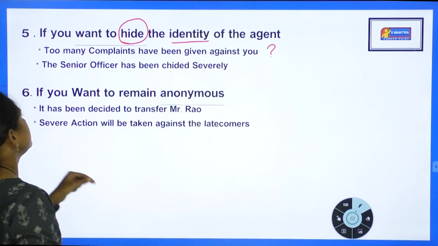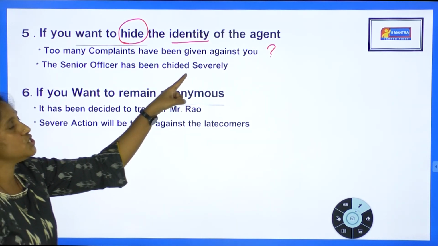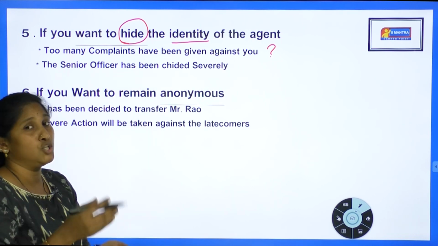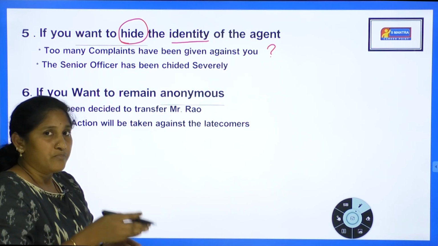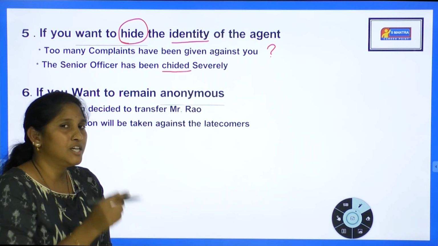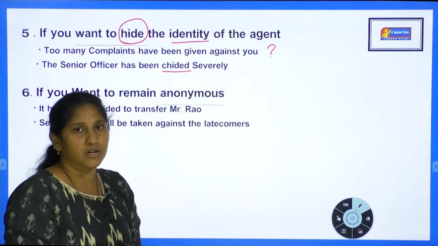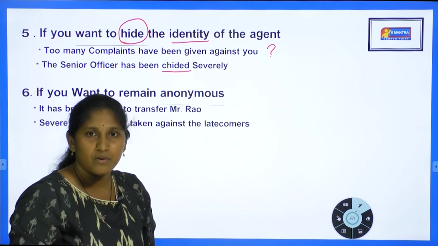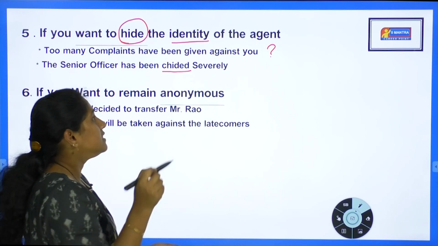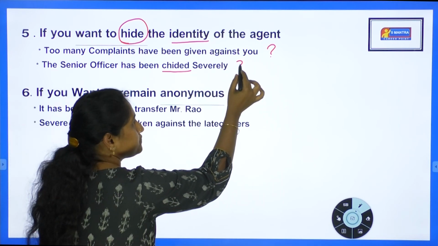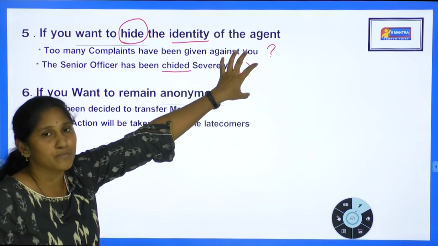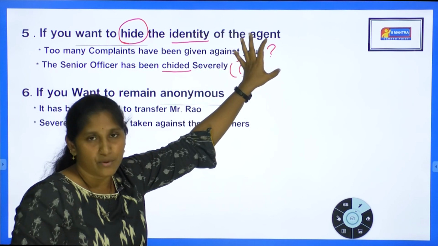Next, the senior officer has been chided severely. You know that. Okay. But chided means scolded. Who scolded your senior officer? You know that, but you don't want to reveal that information in front of all. So in that case also we can use the passive form of sentences without mentioning the agent's information.